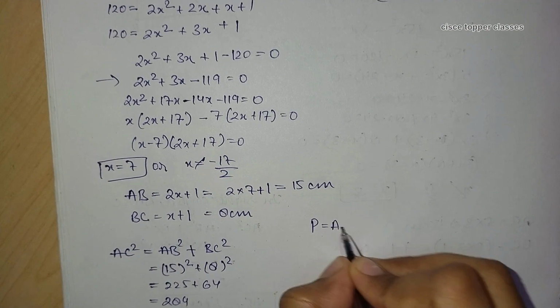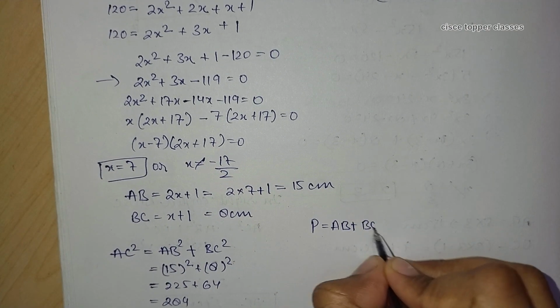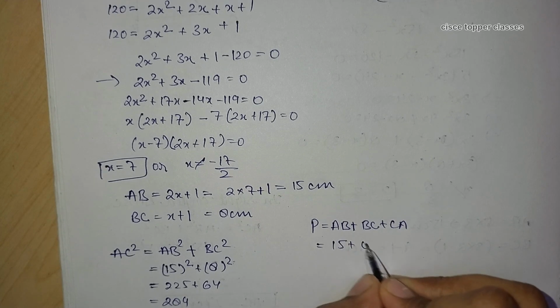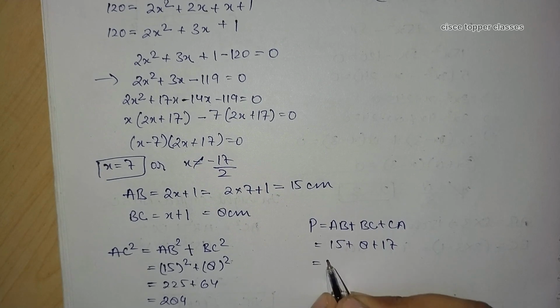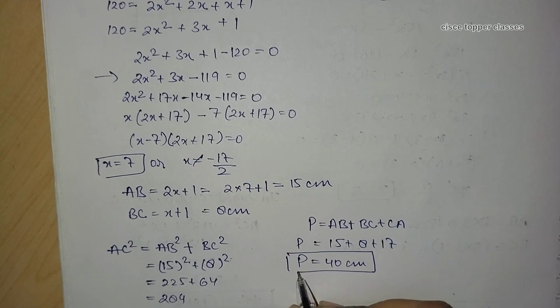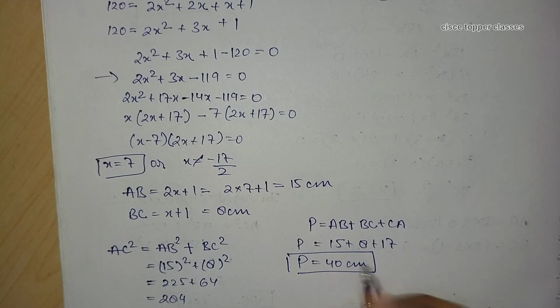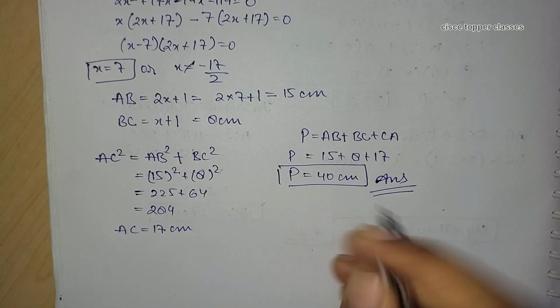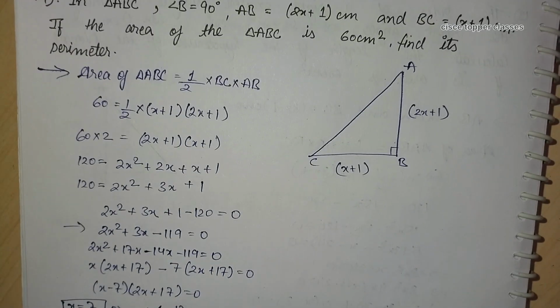Means here perimeter AB plus BC plus CA, we can write it as 15 plus 8 plus 17 as 40 centimeter. So the value of perimeter which we have to find in this question is 40 centimeter after finding the hypotenuse. So this is the solution of the 14th question here.